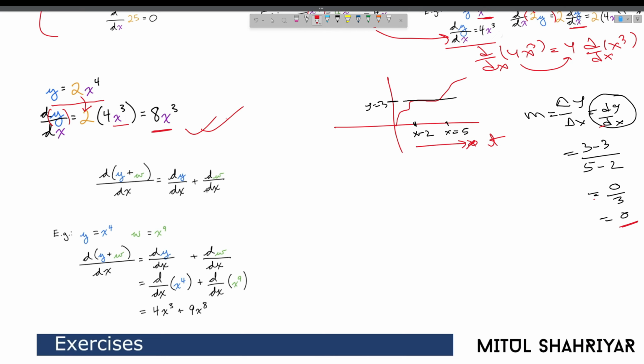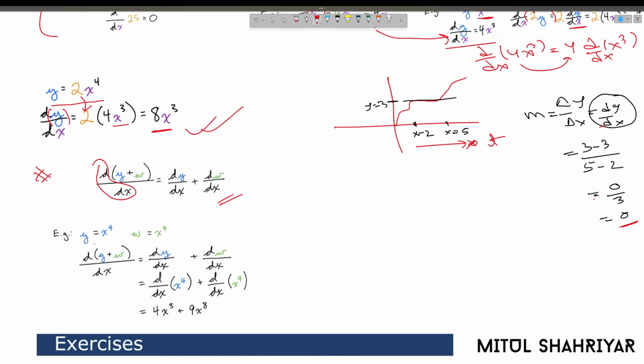Great. There is another one, which is d dx of y plus w. Two functions or variables, whatever you call them, in addition format. Then we can write it as dy by dx plus dw by dx, the basic mathematic principle.